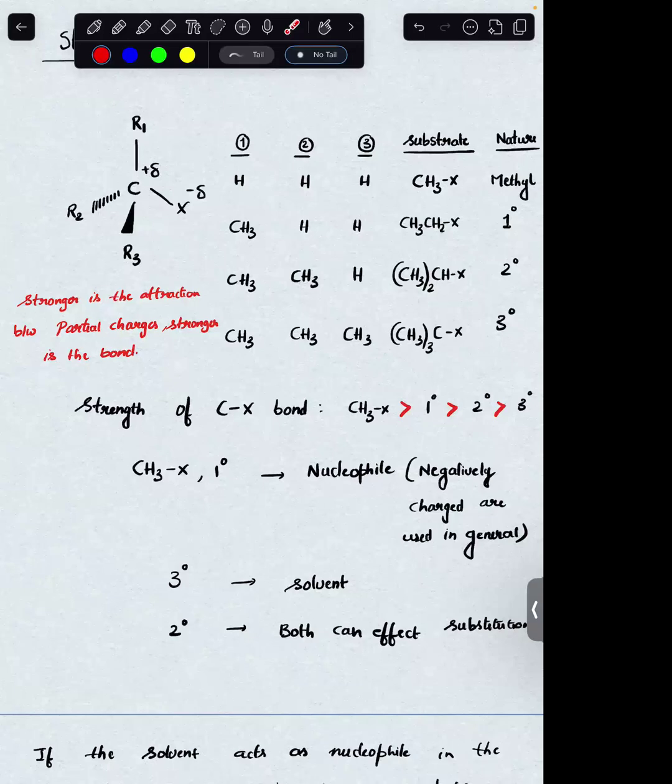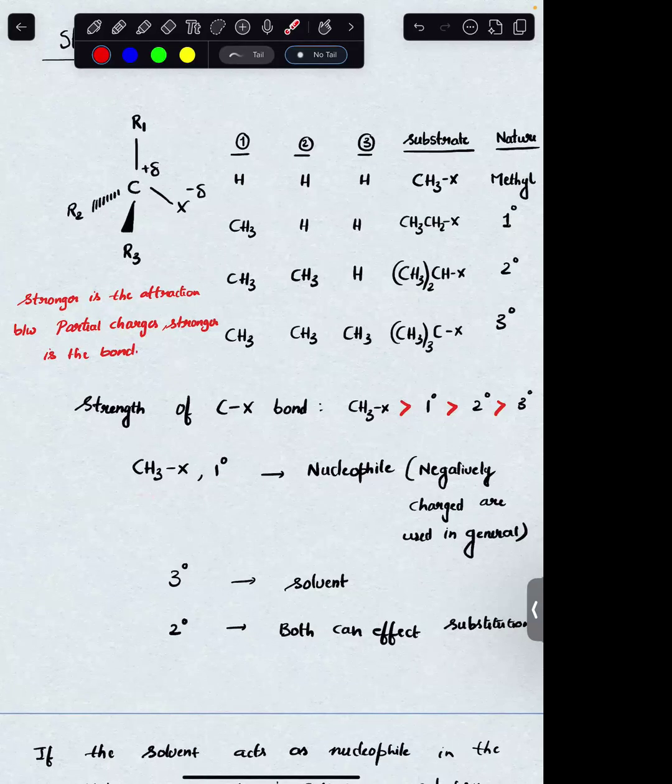So CH3X and 1 degree are in general having a stronger C–X bond. 3 degree has the weakest C–X bond. So in order to break CH3X and 1 degree, you will require a stronger nucleophile. The bond being stronger, if and only if I have a stronger nucleophile, I will be able to replace this X. And what are stronger nucleophiles? Negatively charged nucleophiles are considered strong. So in order to bring about a substitution reaction in methyl and 1 degree, in general, I have to use a stronger nucleophile or a negatively charged nucleophile.